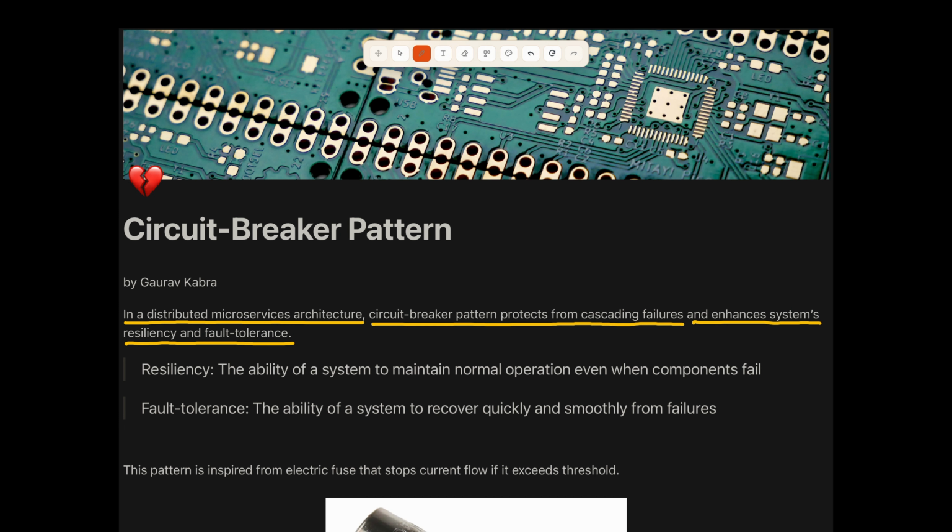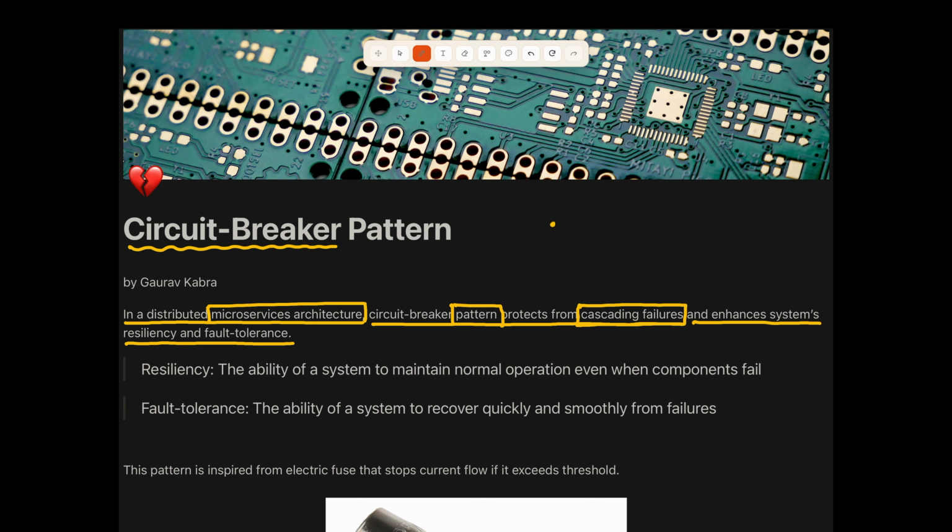So first of all, circuit breaker pattern comes in microservice architecture, where we have lot of services deployed and they are having a communication to build the whole system. Circuit breaker is a pattern that is there to protect from cascading failures. What is meant by cascading?